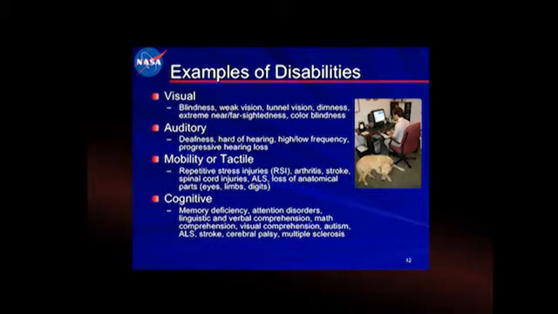cognitive disabilities. Section 508 does address a few cognitive disabilities, but cognitive disabilities can be so wide-ranging. Memory deficiency, attention deficit disorder, linguistic and verbal comprehension, math or visual comprehension, autism, and we know there are different degrees of that. ALS, stroke, cerebral palsy, and multiple sclerosis are examples.